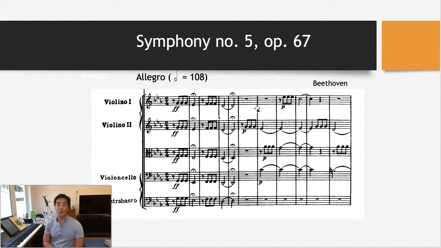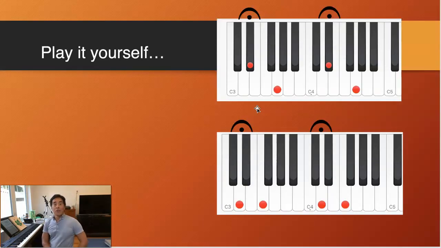So go check out those two recordings and be sure to come back so you can hear some more changes in tempo. You can also try playing this yourself. So I've indicated the notes here on the keyboard. The first two notes are G and E flat. And then the next two, F and D.